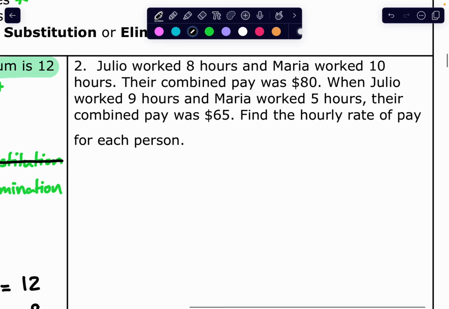Julio works 8 hours and Maria works 10 hours. Their combined pay was $80. When Julio worked 9 hours and Maria worked 5 hours, their combined pay was $65. Find the hourly rate of pay for each person.